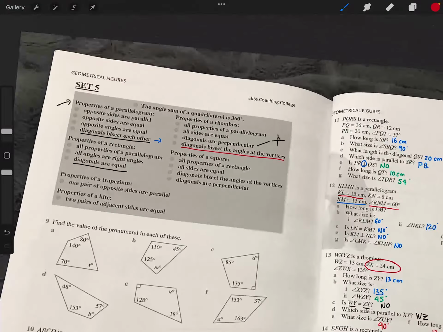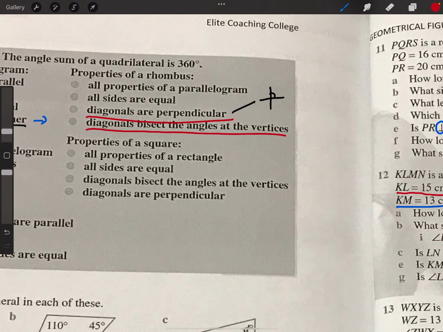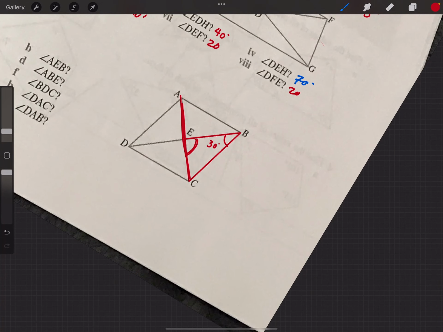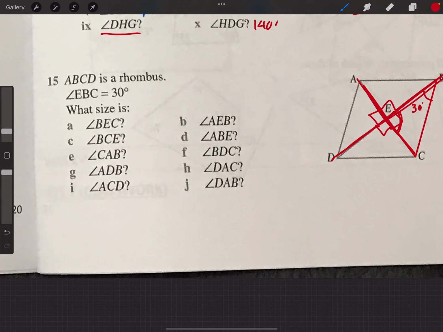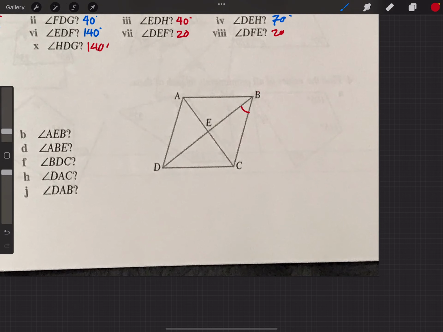Let's have a look at the rhombus. The diagonals are perpendicular. So that means diagonals meet up at 90 degrees on all four sides of them. So that means that angle must be 90 degrees. Angle BEC is 90 degrees. Wait, I think that was 30, right? Yeah. BEC, that one there, that's 90.